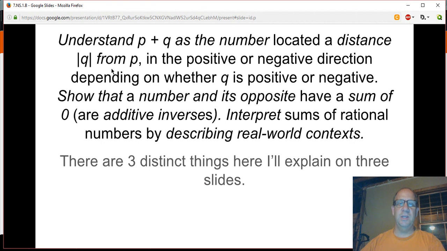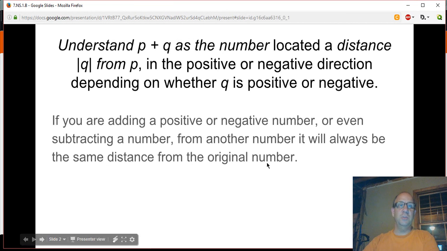There are three distinct things here, so I'll explain on 3 slides. Actually, more than 3 slides, but 3 groups of slides. The first part, understand P plus Q as the number located at distance, the absolute value of Q from P in the positive or negative direction, depending on whether Q is positive or negative. So basically, that's saying if you're adding a positive or negative number, or even subtracting a number from another number, it will always be the same distance from the original number.